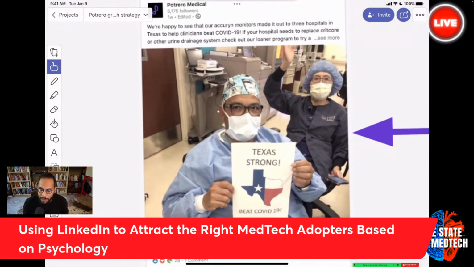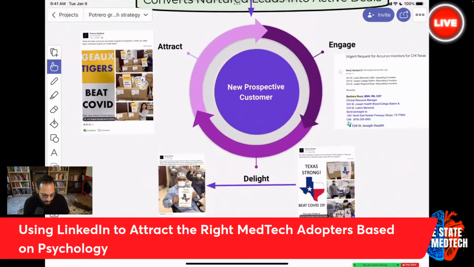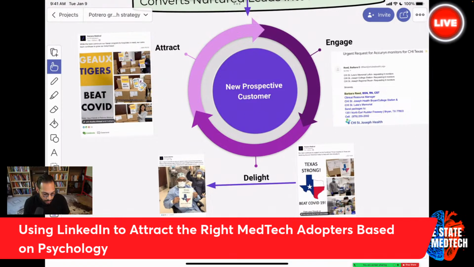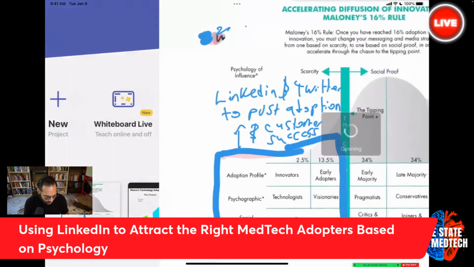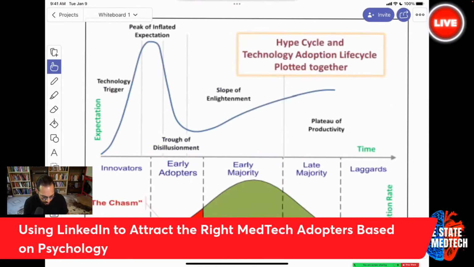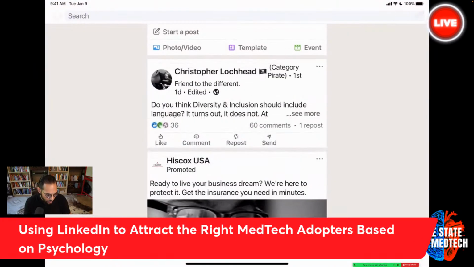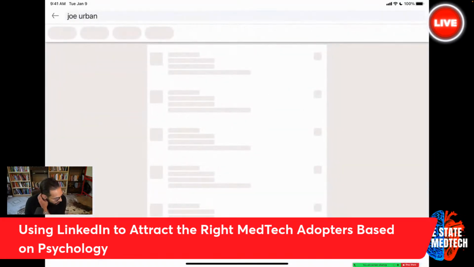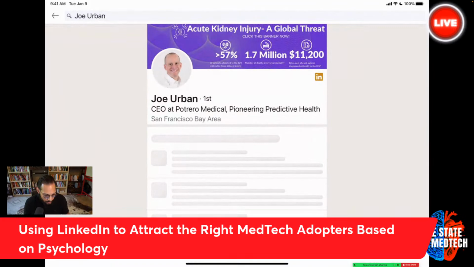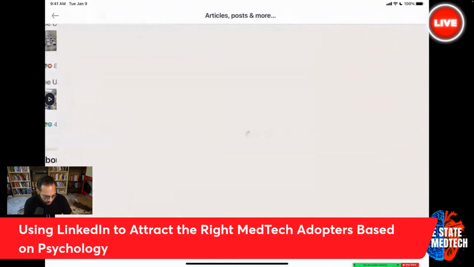So this whole time you haven't seen the product, right? And that's the key to this, that you don't have to show the product, because just by showing the adoption happening in real time, that's enough to get these people, right? And think about this right here. If we go to LinkedIn real quick, we're going to go over to one of my favorites, Joe Urban. Okay, so let's look at what Potrero's been doing. So this is on Potrero's page and on their CEO's page.